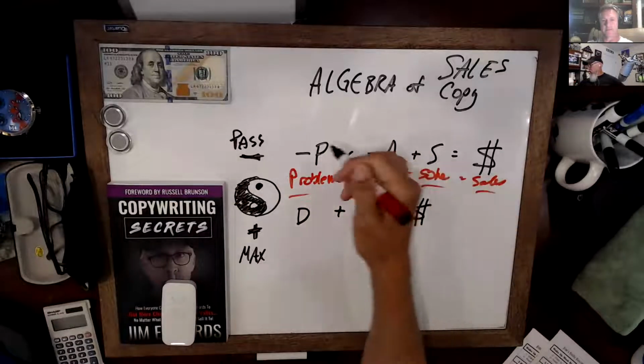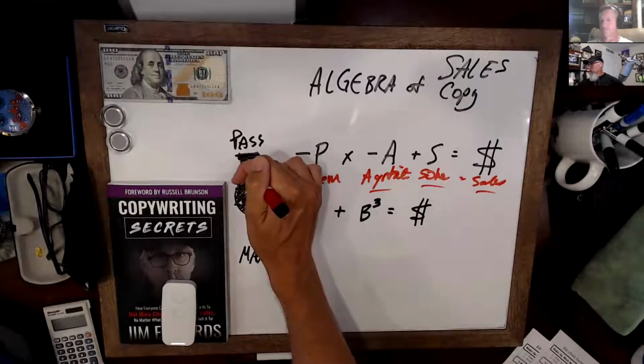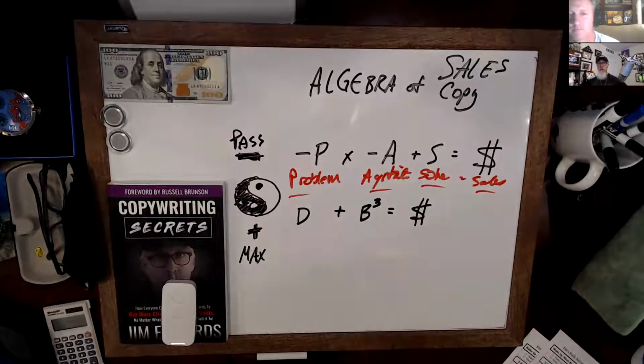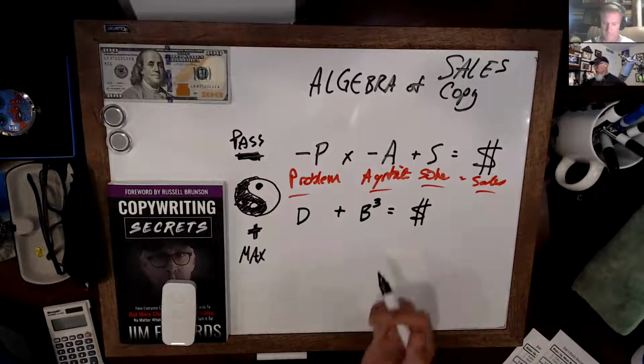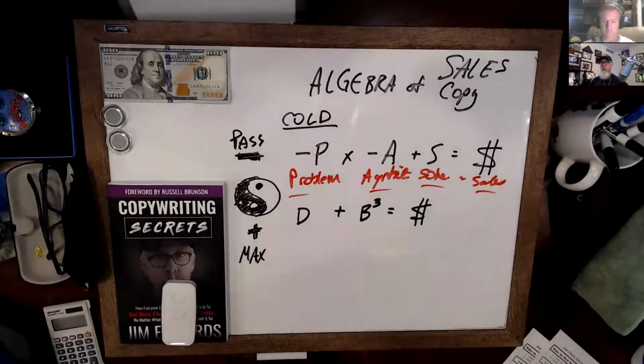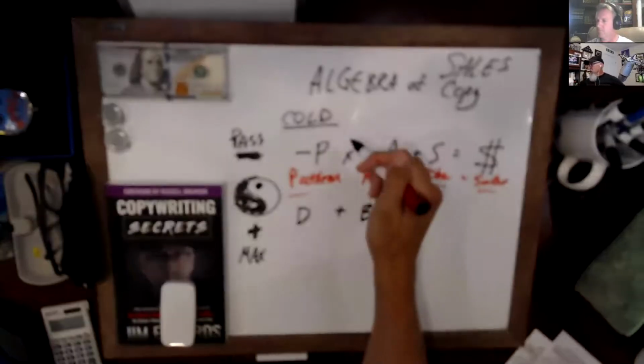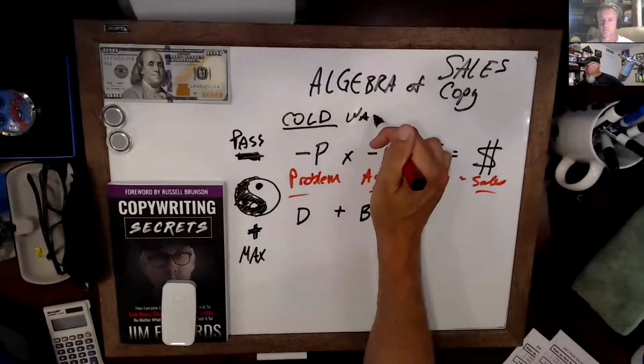This formula is typically used when someone is focused on the problem and they may not even be aware that there's a solution out there. This is typically cold traffic. People who don't know you, don't know your process, don't know your books, don't know anything about you. Now, it can also be warm and it can also be hot.